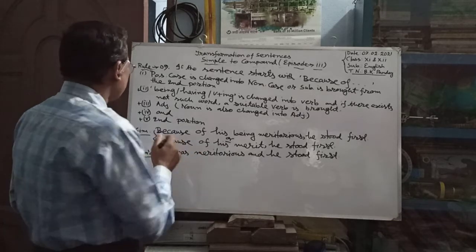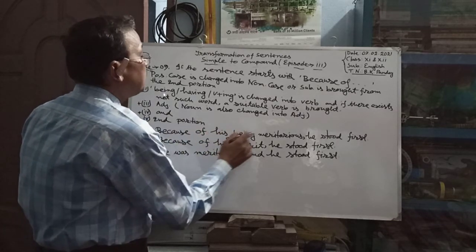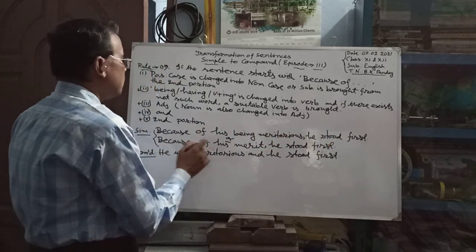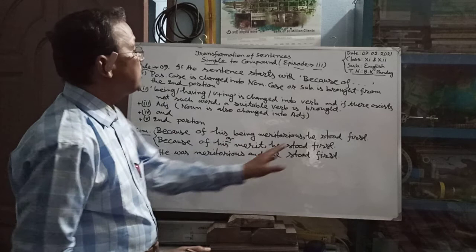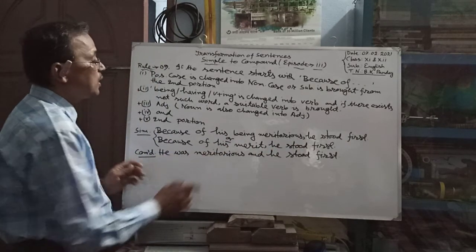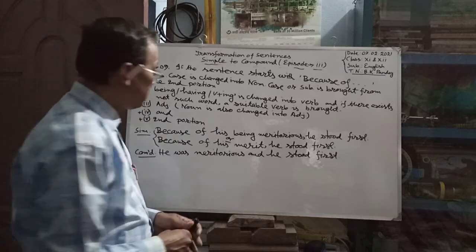For example, because of his being meritorious, he stood first. Or because of his merit, he stood first. Compound form: he was meritorious and he stood first.